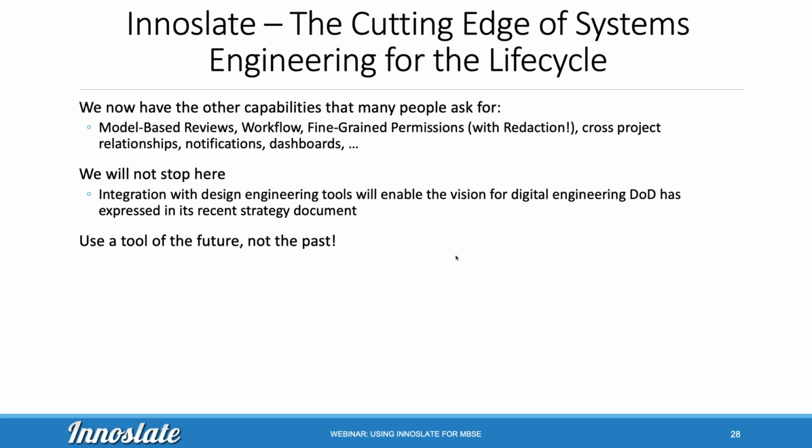So Innoslate really gives us the cutting edge in systems engineering for the life cycle. We now have pretty much the other capabilities people have been asking for: the model-based reviews I mentioned, workflow, fine-grained permissions with redaction, which is really quite cool, and of course cross-project relationships, notifications, dashboards, on and on. There are just tons of different features and tools. But of course, nobody's happy. It's never enough. And we're not going to stop, because we are already starting to do the integration with design engineering tools. We're looking to that.